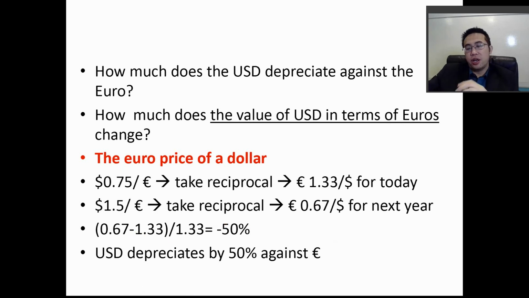So your conclusion here is the US dollar depreciated by 50% against the euro, while the euro appreciated against the US dollar by 100%. That makes more sense, right? When the euro value doubles against the dollar, the dollar's value is cut in half against the euro.